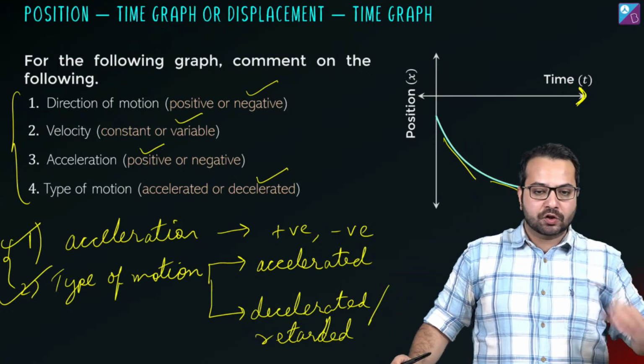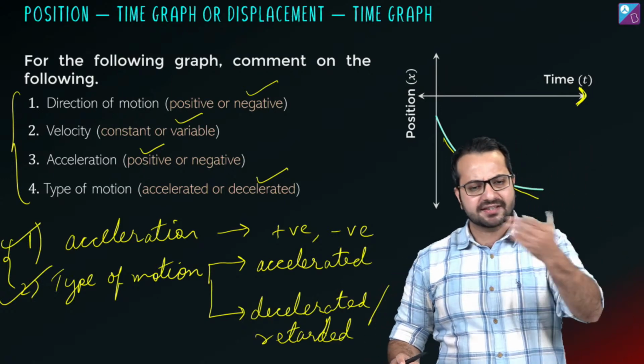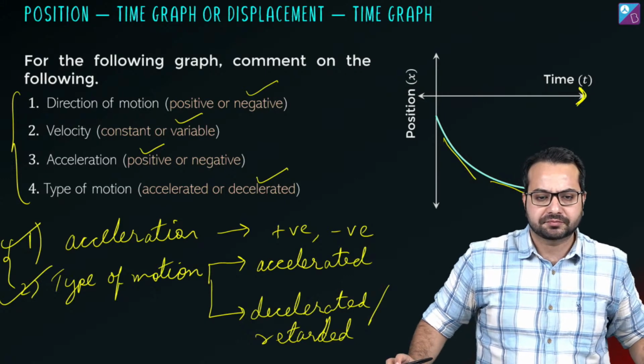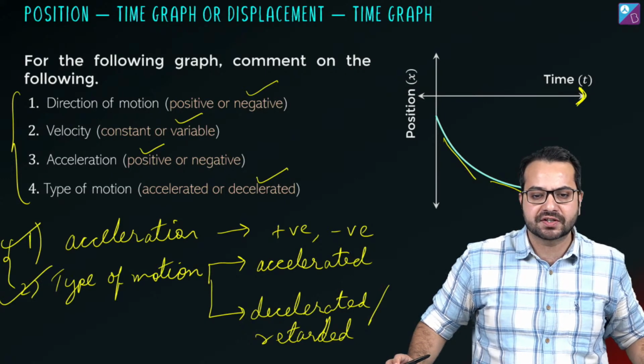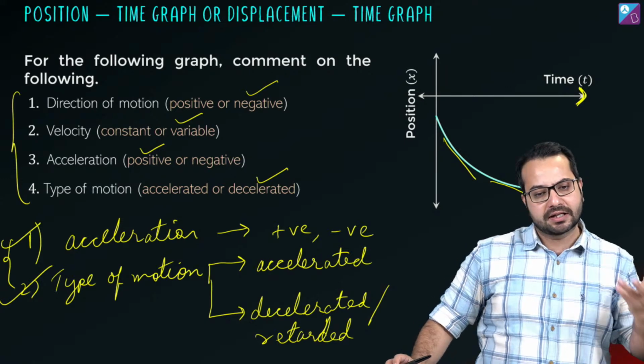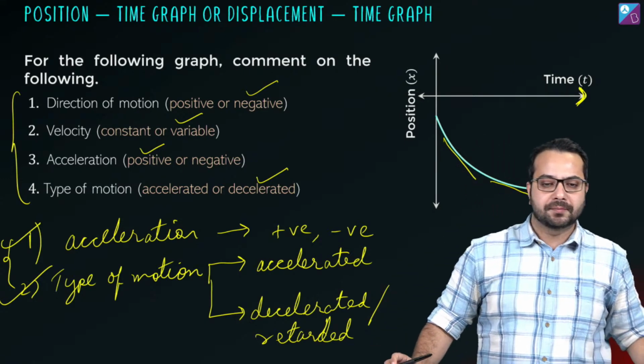Disha is saying, so direction of motion is equal to direction of velocity. Yes, Disha, absolutely. Acceleration is rate of change of velocity, not rate of change of speed. That is also correct. Cool.